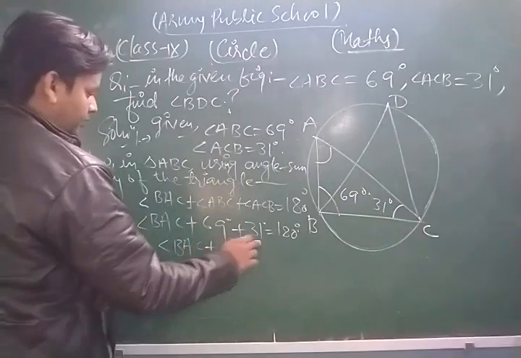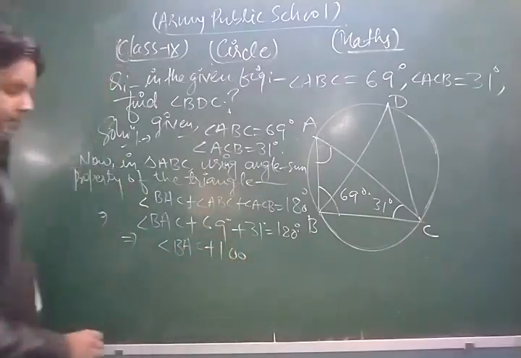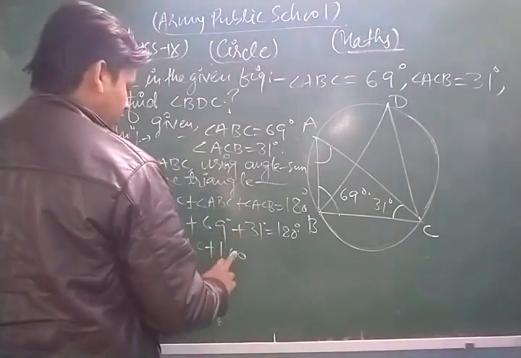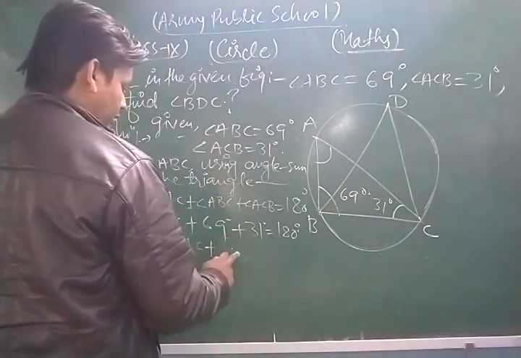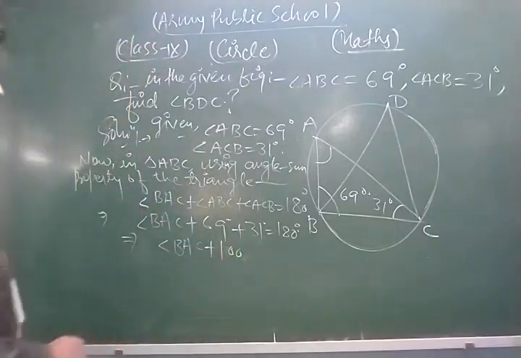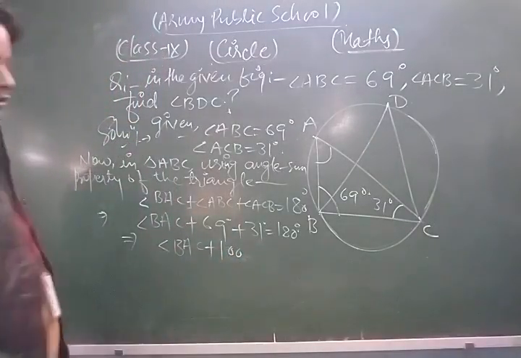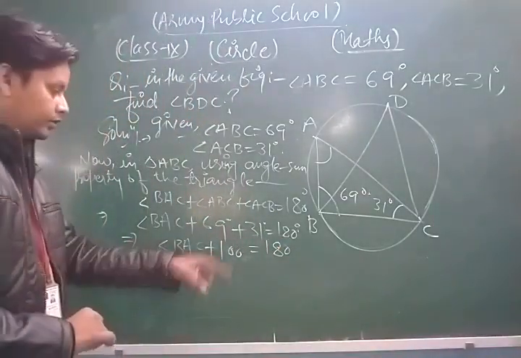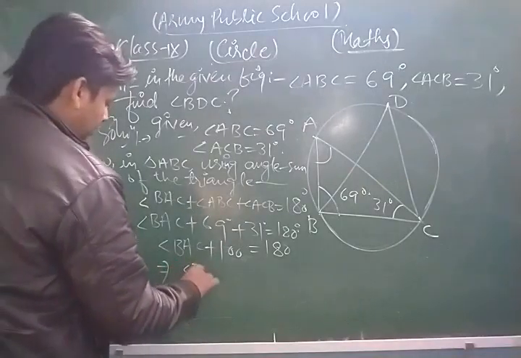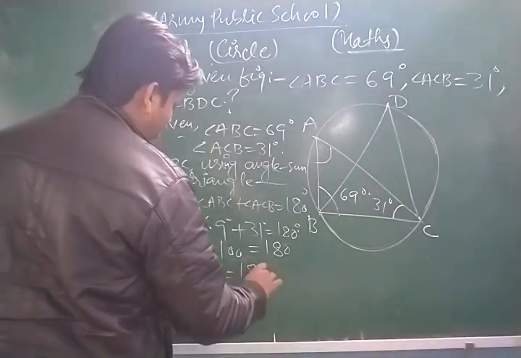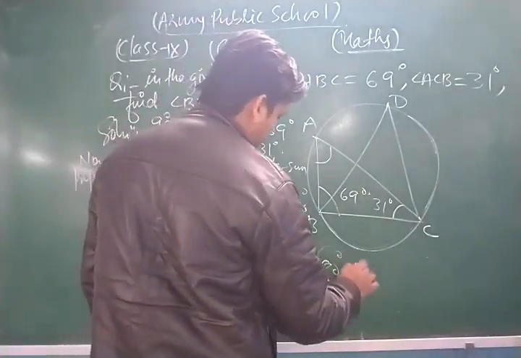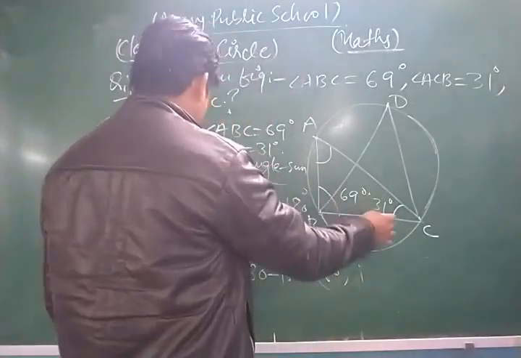Now angle BAC plus, this is 100, so 100 is equal to 180. Now we transfer that to the other side, so angle BAC is equal to 180 minus 100, that is 80 degrees.